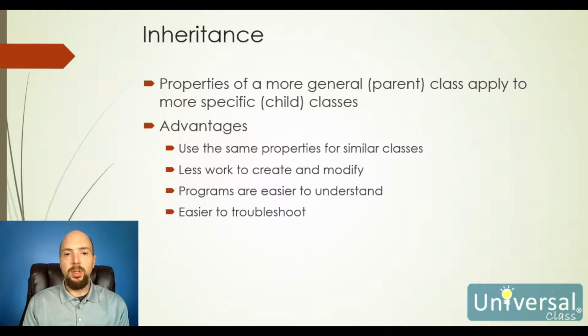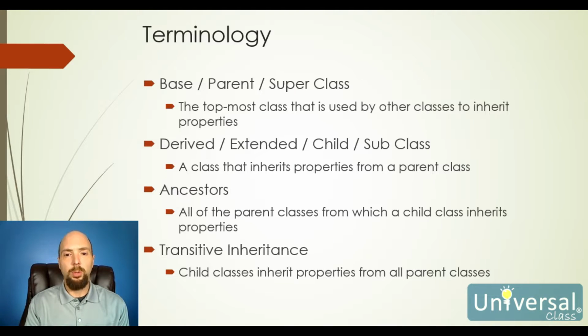Now the advantage of this is that the things that overlap in all of the child classes we simply define in one spot. We define that all at the parent class, and in the child classes we only define the things that are different. What this does for us is it makes for less coding, less work on our part as the developer, less work to actually create and modify the code, and it makes our program easier to understand and also easier to troubleshoot.